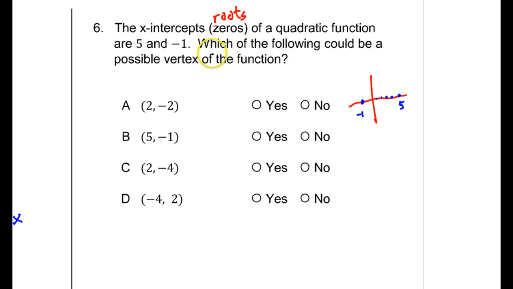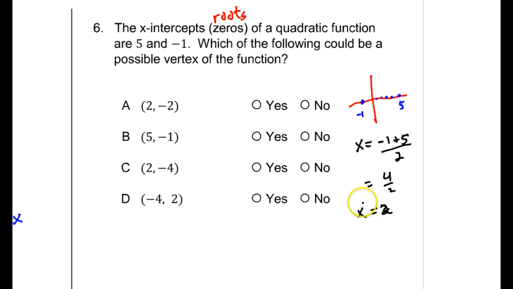And which of the following could be a possible vertex? So what do we know about the vertex if we don't know the equation? The only thing we know for sure is that it has to be in the middle. It has to be in the middle of these two roots. So what's the middle of those two? -1 plus 5. It's the average. So 4 over 2. So my x must equal 2.